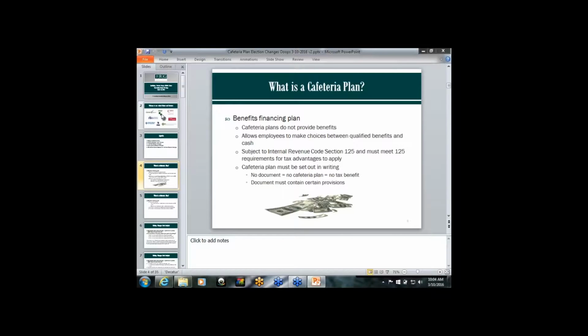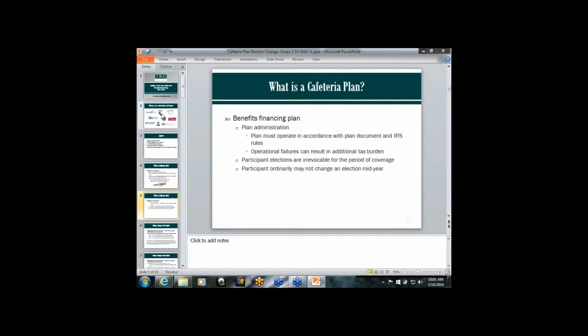We also know from last time it must be set out in writing, so you have to have that plan document. We really did stress: no document, no cafeteria plan, no tax benefit. So you want to make sure that you get this plan in writing. And then we talk about certain provisions, and probably the provisions we're going to be most concerned about are these mid-year elections. So again, it's a benefits financing plan.